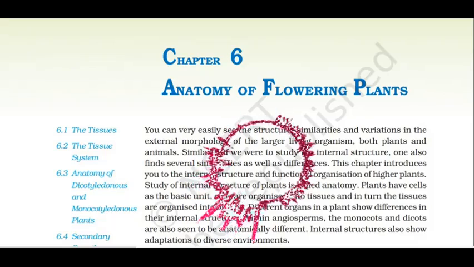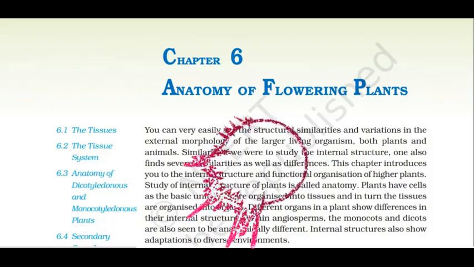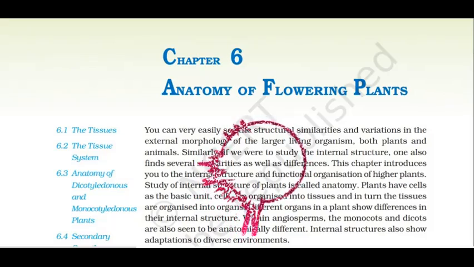Their end walls are perforated in a sieve-like manner to form sieve plates. A mature sieve element possesses a peripheral cytoplasm and a large vacuole but lacks a nucleus. The functions of sieve tubes are controlled by the nucleus of companion cells.